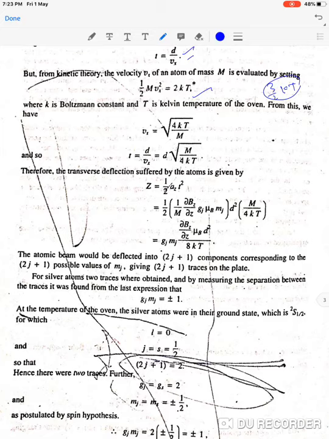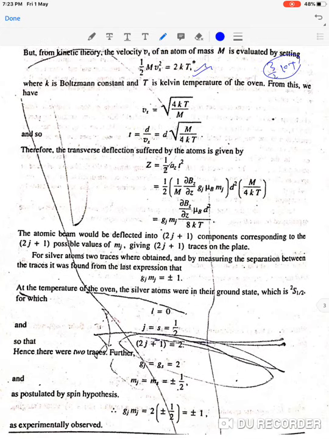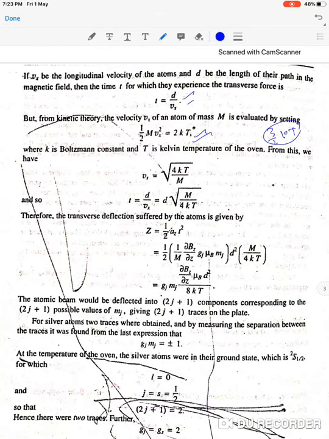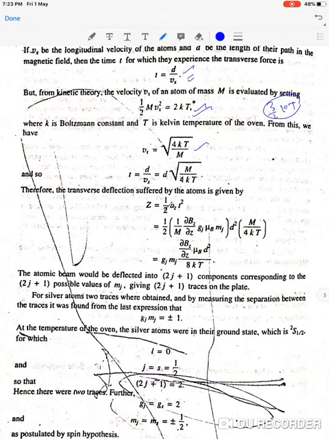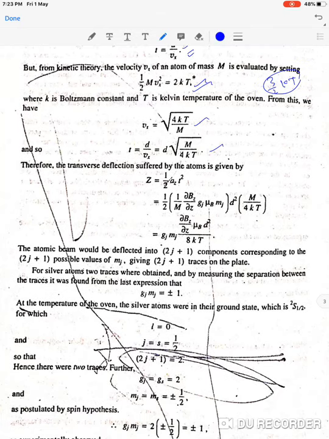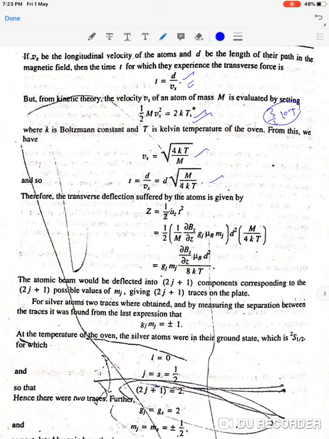Okay, so they got their kinetic energy from here. They are accelerated with respect to this kinetic energy from the oven. Now we have that Vx, from here I can calculate that Vx is actually equal to root of 4kT by m, and if I put my Vx value here, then t is equal to d by Vx, which is this much. So the transverse deflection suffered by the atoms, we can calculate this transverse deflection.